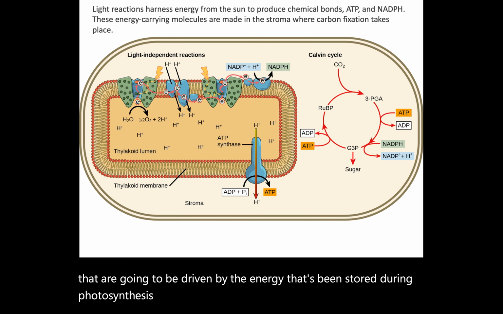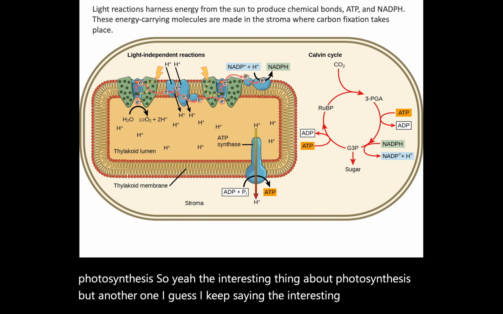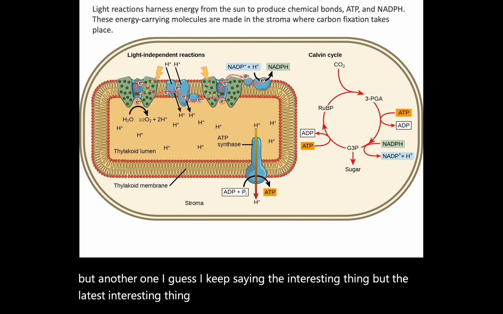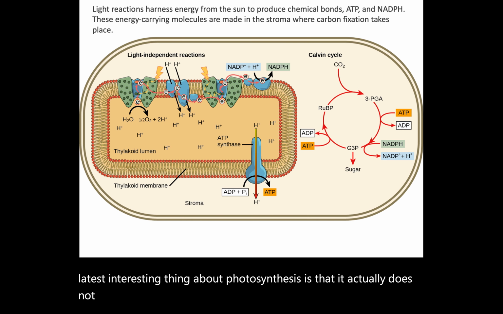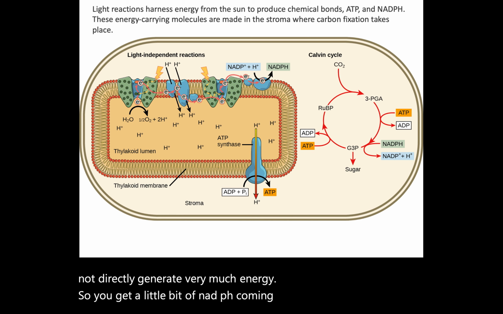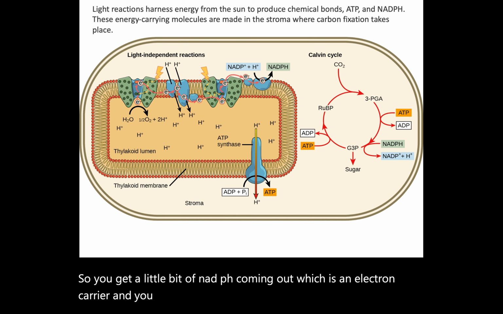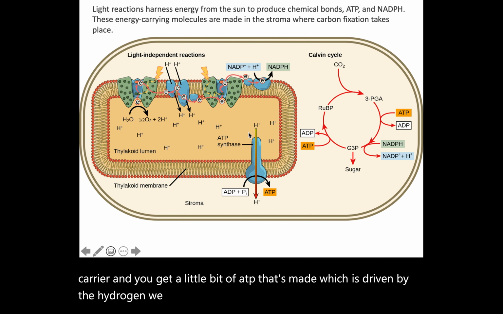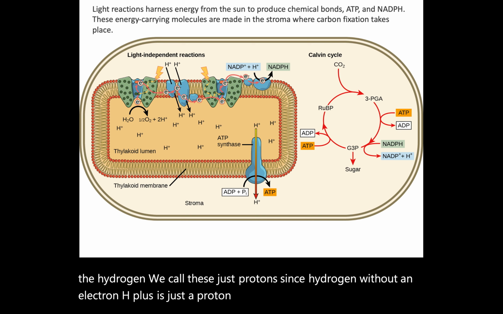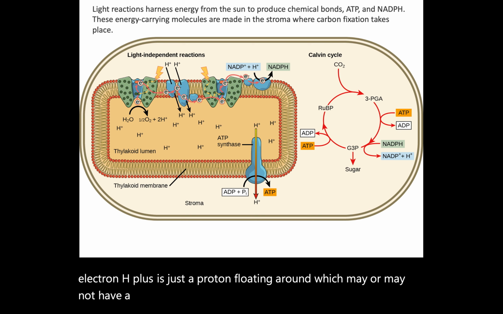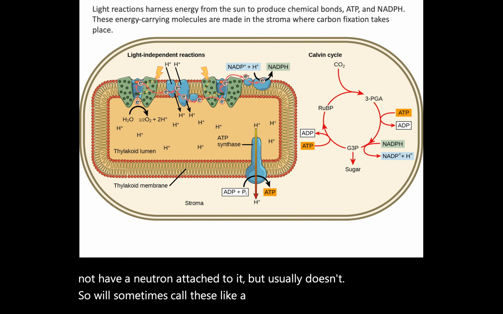So the latest interesting thing about photosynthesis is that it actually does not directly generate very much energy. So you get a little bit of NADPH coming out, which is an electron carrier, and you get a little bit of ATP that's made, which is driven by the hydrogen. We call these just protons, since hydrogen without an electron, H plus, is just a proton floating around, which may or may not have a neutron attached to it, but usually doesn't.